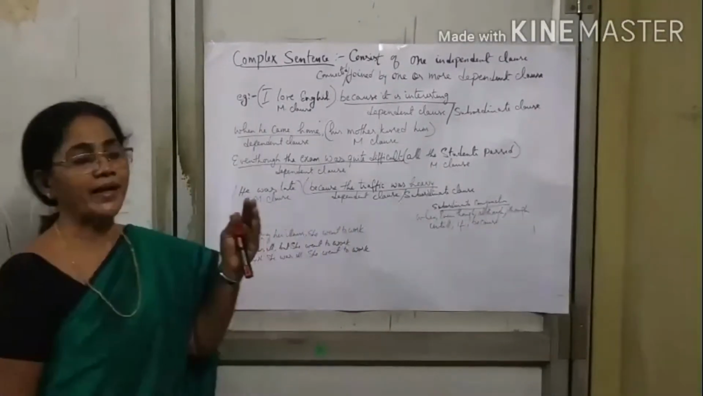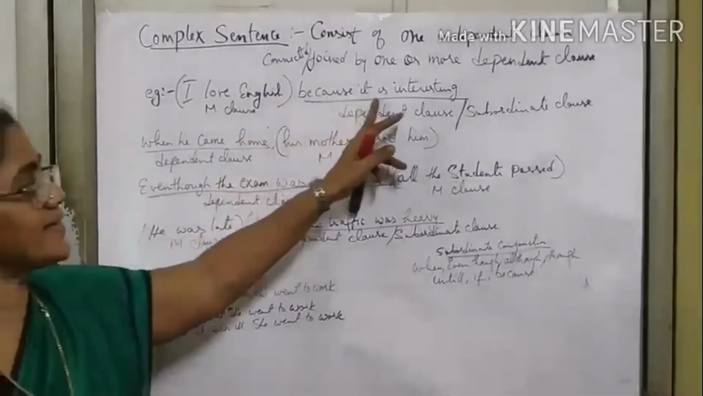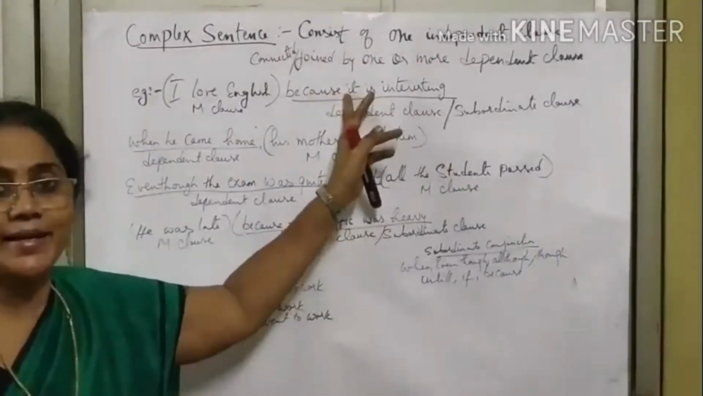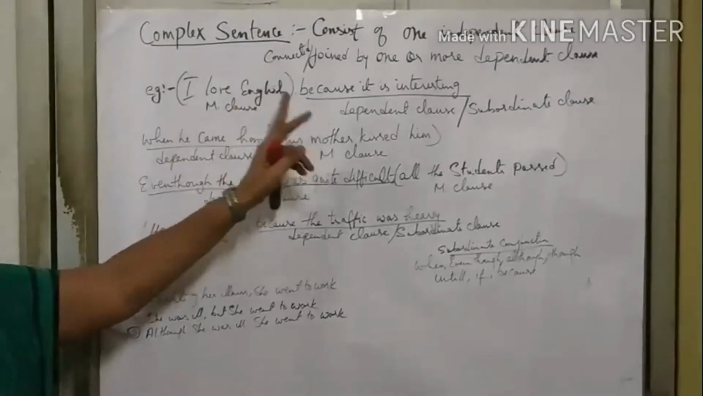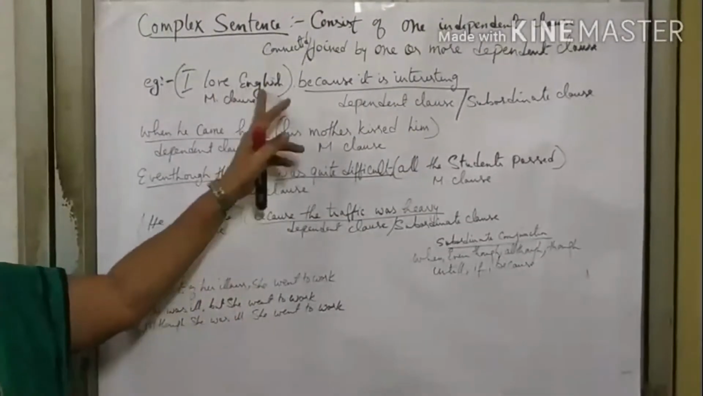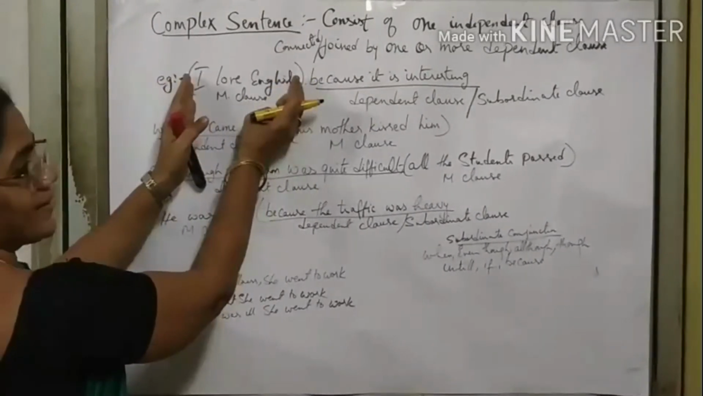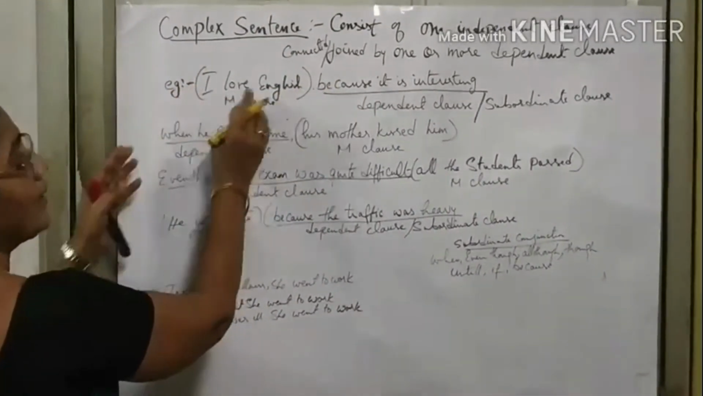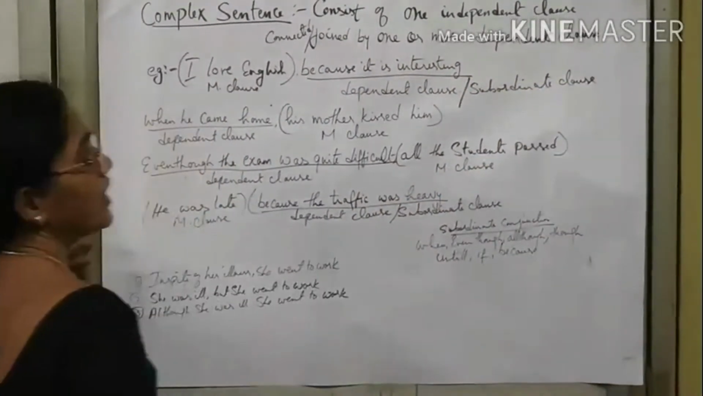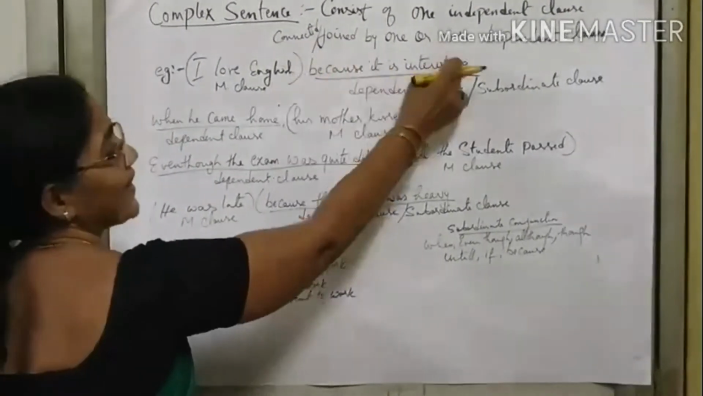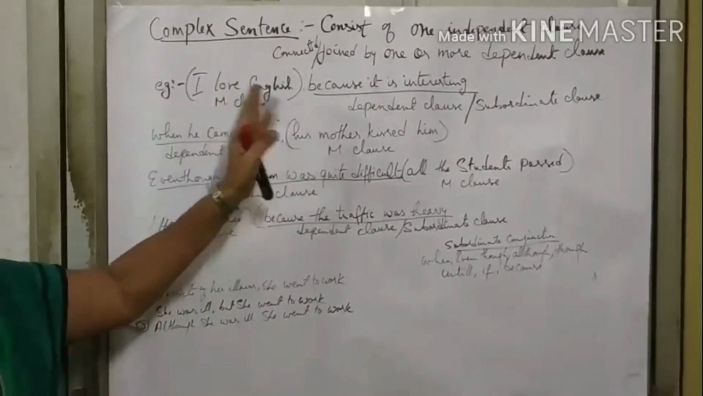Now let us go on to the example. You will find it easier. I love English because it is interesting. Now in this sentence you have to find out what the main clause is. I love English. You find this? It is the main clause. It gives you a complete sense. It has a finite verb. So one main clause followed by one or more subordinate clauses. Because it is interesting. Does it make sense? No, it does not make sense. So it is dependent on the main clause.